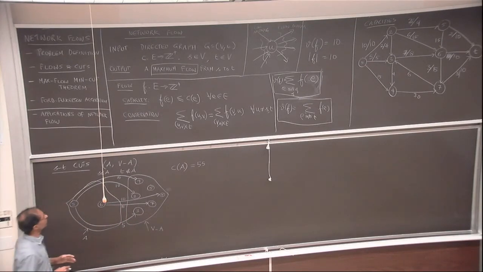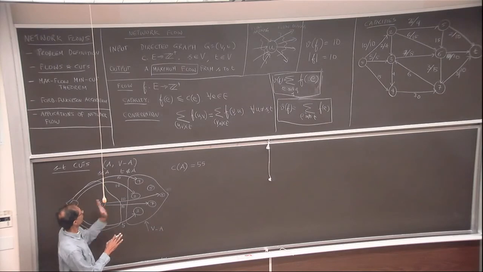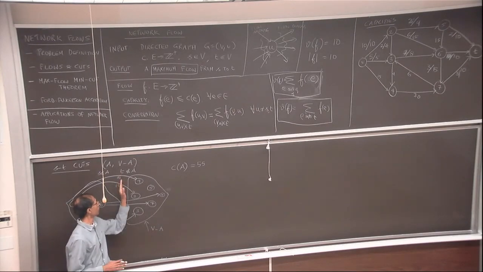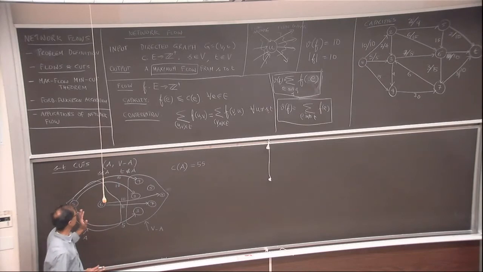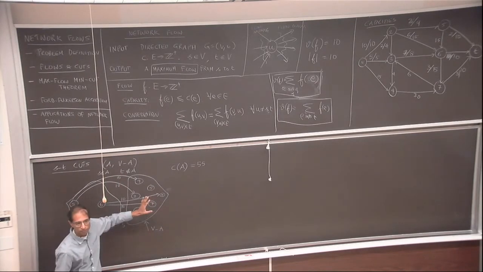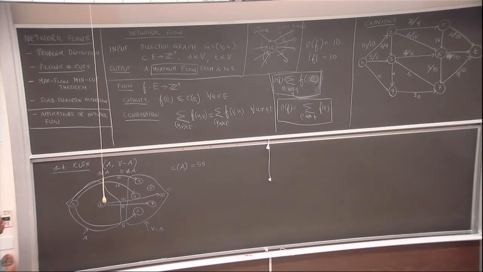So if you wanted to separate this portion from this portion, you would have to remove all of these edges. If you remove all of these edges, there is nothing that can go from here to here.